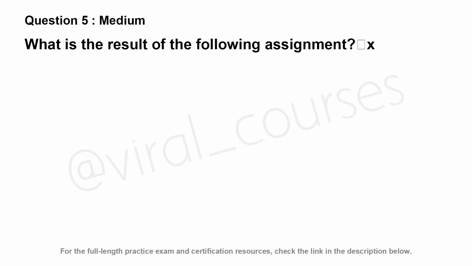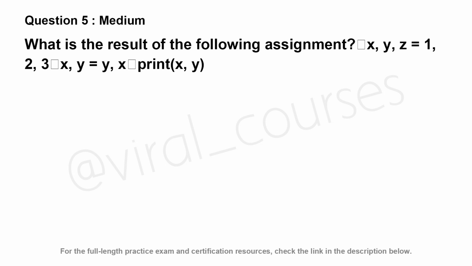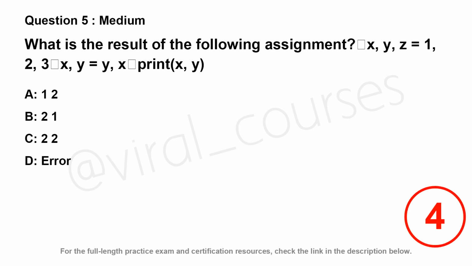What is the result of the following assignment? x, y = 1, 2. Then x, y = y, x. Print x, y. Option A, 1, 2. Option B, 2, 1. Option C, 2, 2. Option D, error.